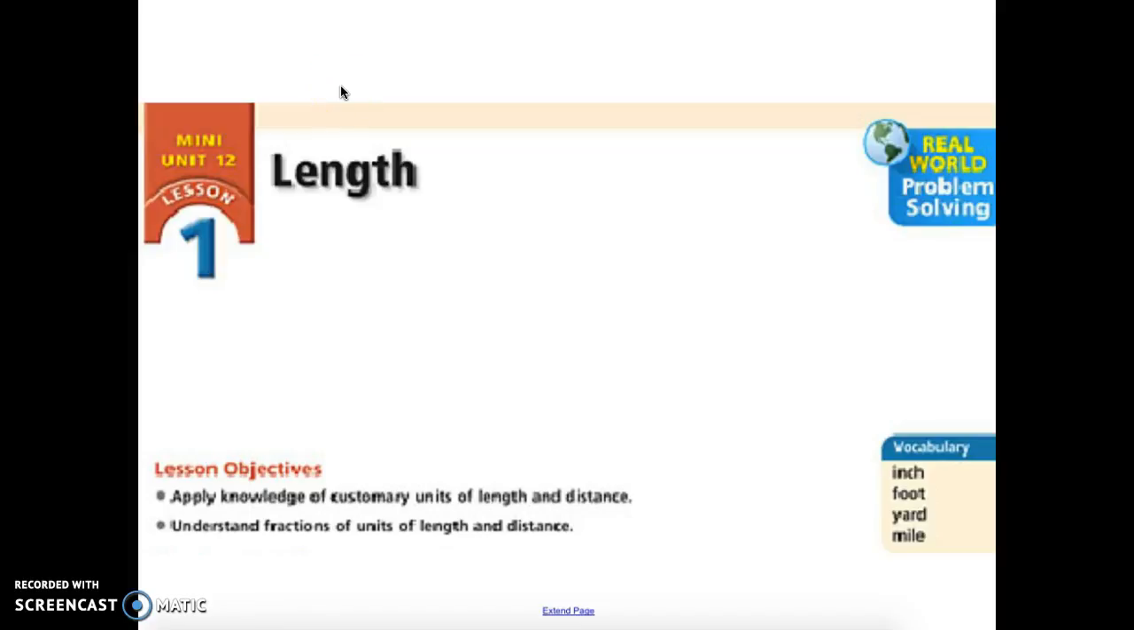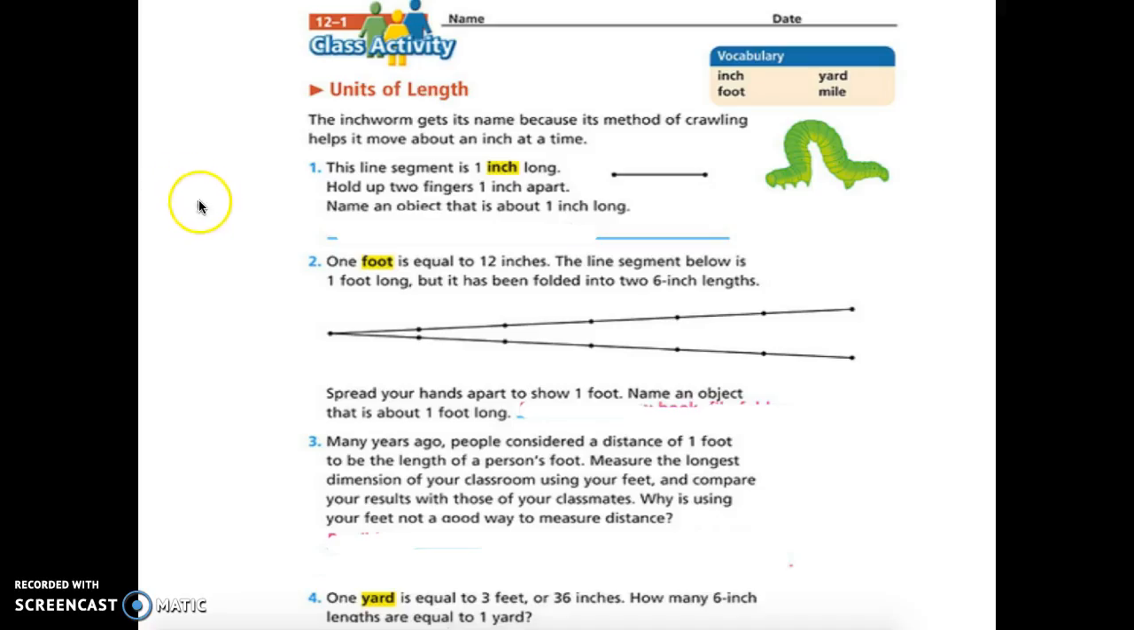This is Mrs. Naslund, and today we'll be doing Unit 12, Lesson 1, Length. Our learning objectives, or learning targets today are, I can apply knowledge of customary units of length and distance, and I can understand fractions of units of length and distance. The vocab we'll be talking about today are inch, foot, yard, and mile. Let's go ahead and get started.